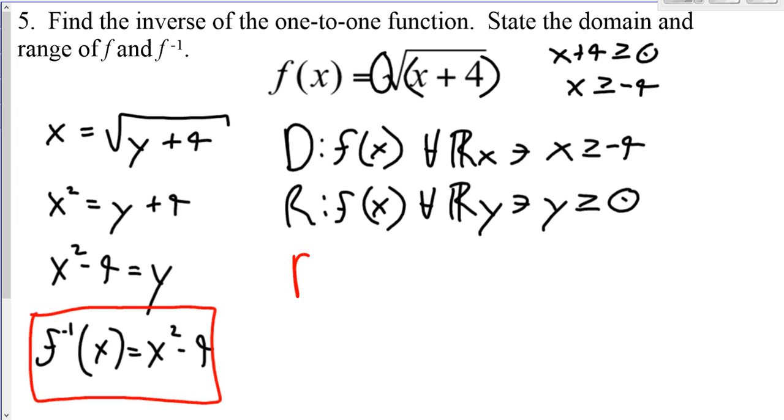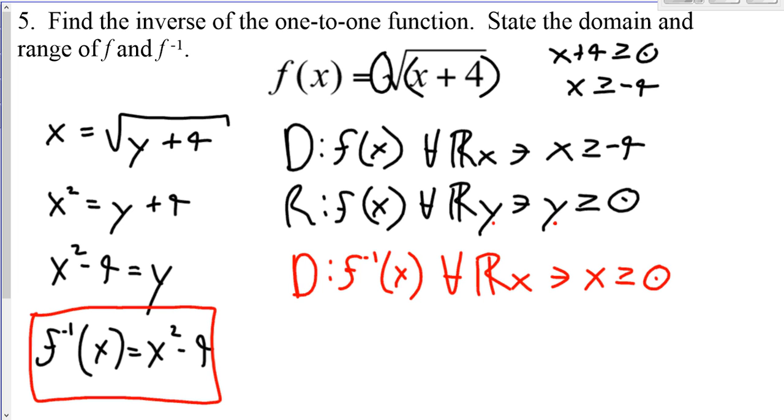So my domain of f negative 1 of x, domain's always dealing with my x's, but I'm going to take the expressions for my y here, because what was my range of f of x is now my domain of my inverse. So it's going to be for all real x's such that x has to be greater than or equal to 0. That's going to make sure that this stays as a one-to-one function because it's a squared function, x squared minus 4.